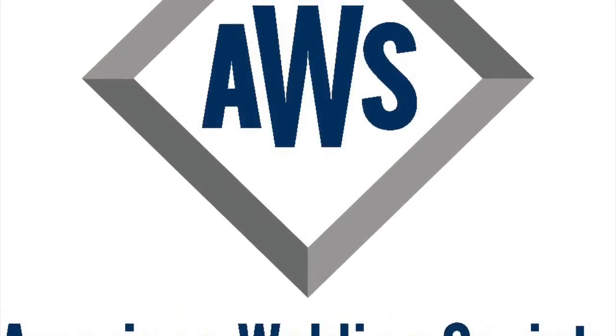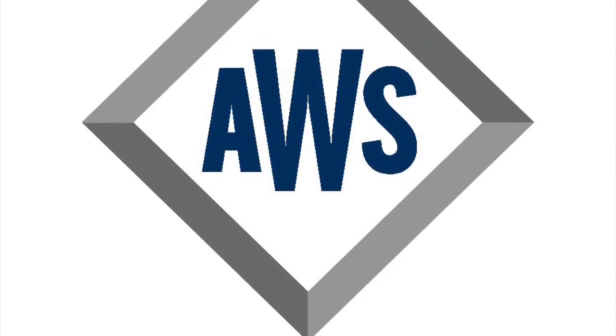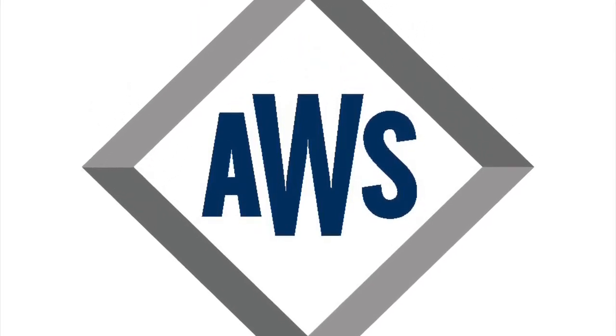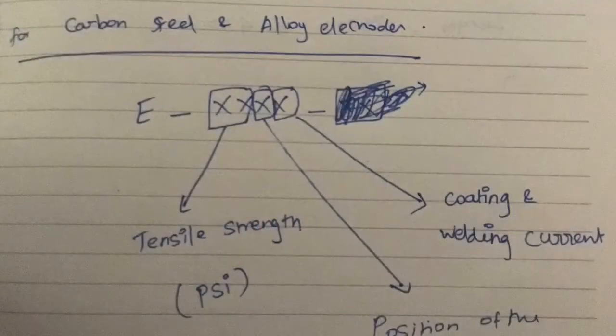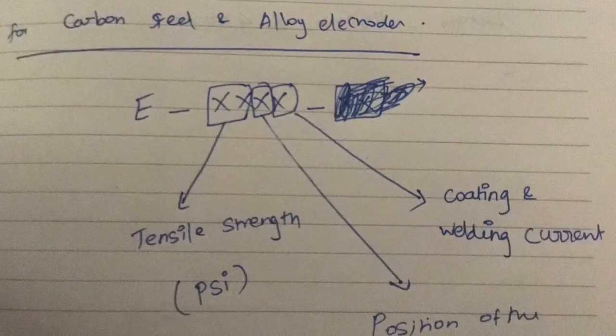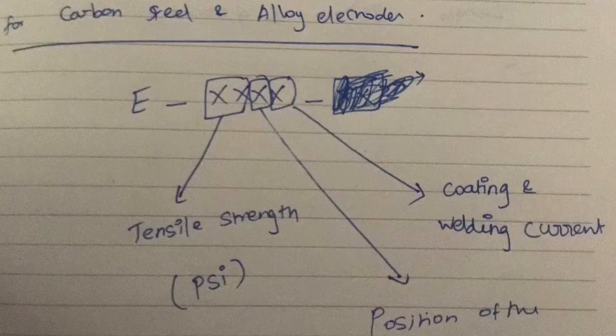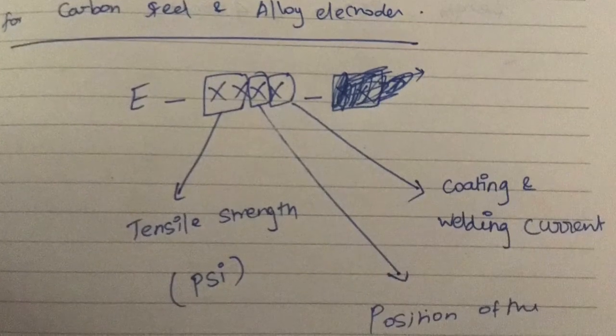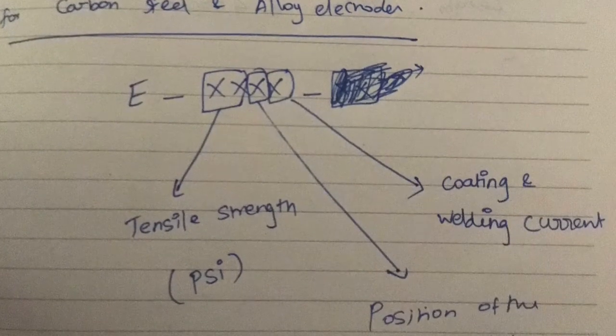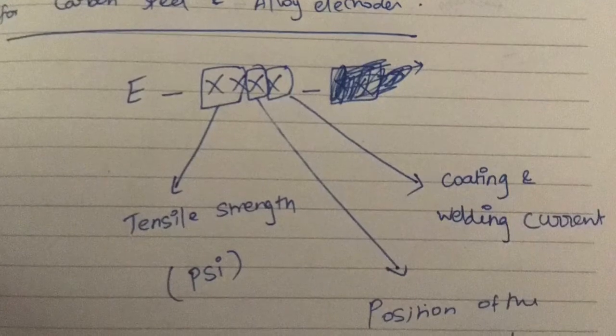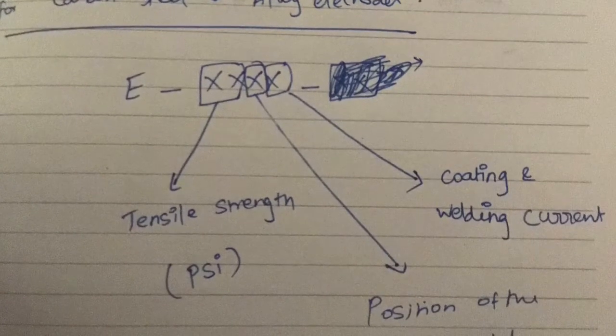For welding electrode classification numbers, this system is adopted by the American Welding Society. Normally electrode designation starts with E. E indicates the electrode. There are 4 digits. The first 2 digits indicate the tensile strength of the material. This is normally in terms of pounds per square inch.